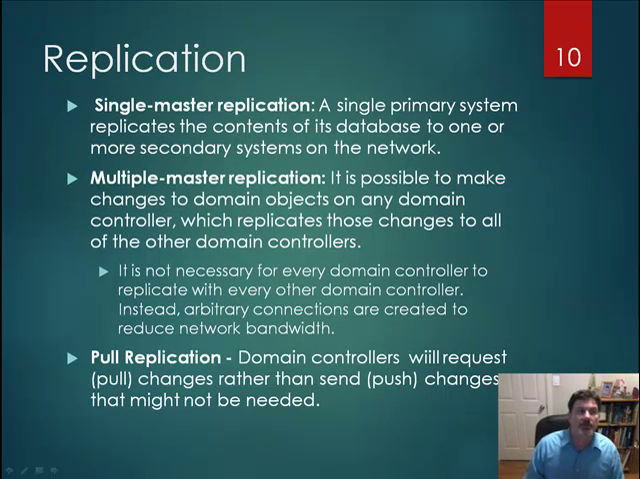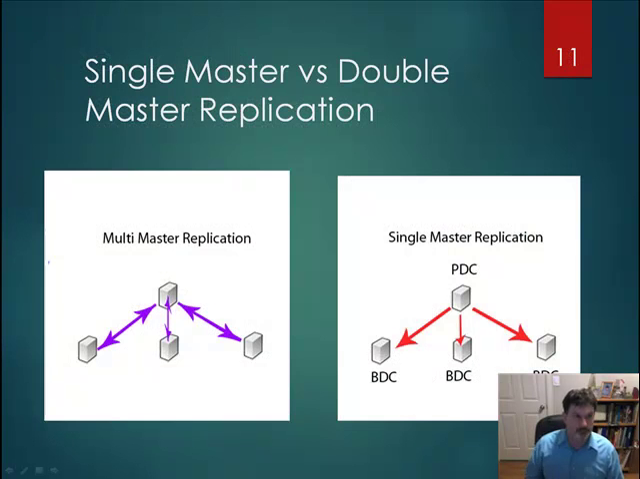Last but not least, another replication process is pull replication. Domain controllers with pull replication will pull changes down rather than push changes out that may not be needed to all the other domain controllers. Therefore, one domain controller will decide that it talks to another and says, what do you have? Oh, I need that, and it will pull those replications down. So there are additional replication styles out there, but here are 3 of the more common replication styles you may run into as a domain admin.